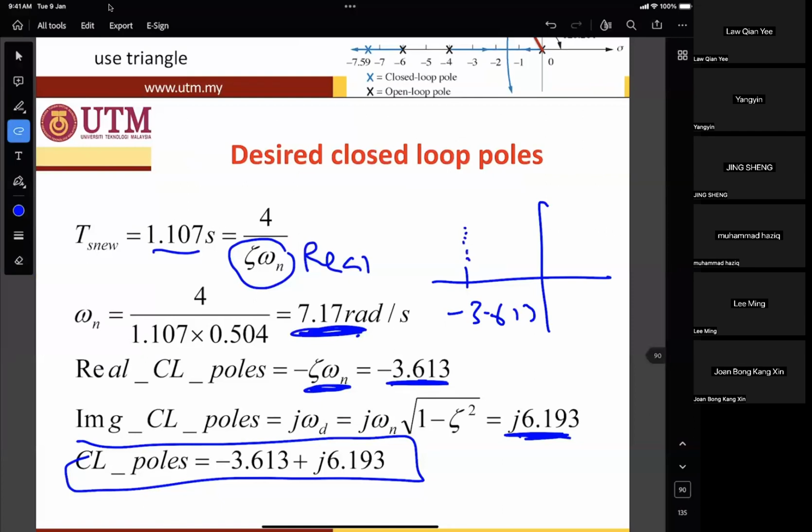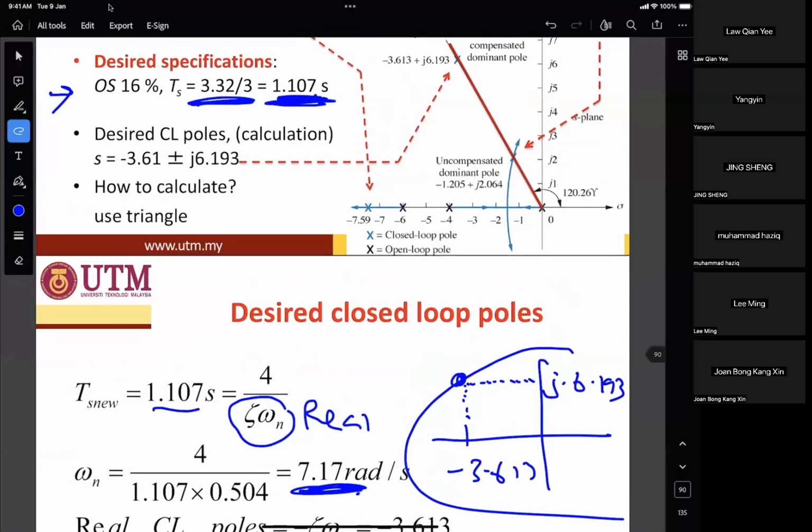So it will hit the root locus. Then use your ruler, go to the right, so you automatically get j 6.193. Because this will give you the new settling time at 1.107.